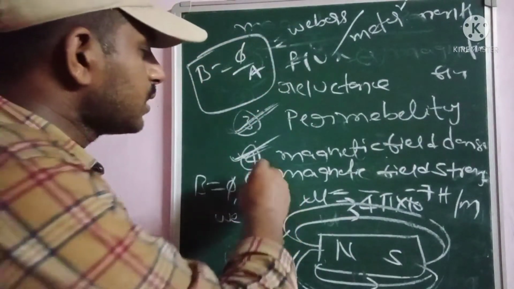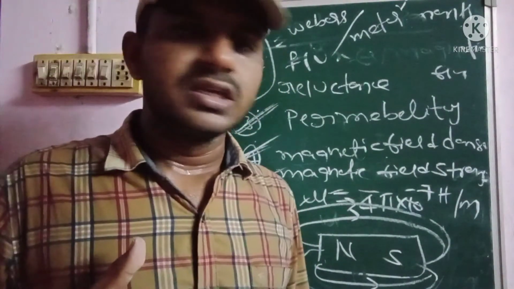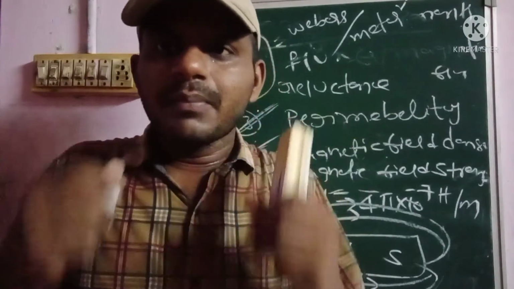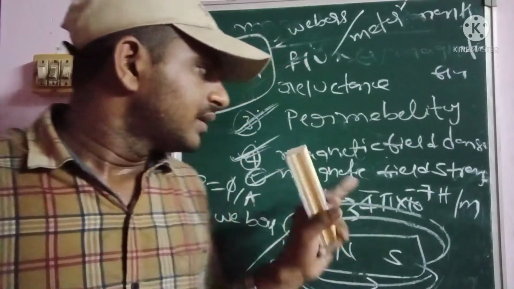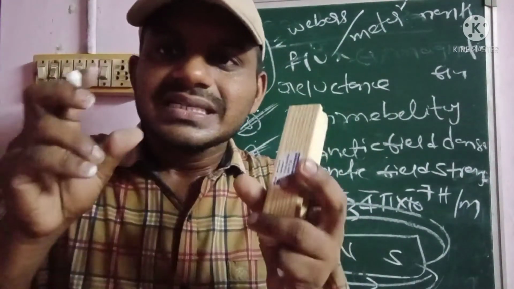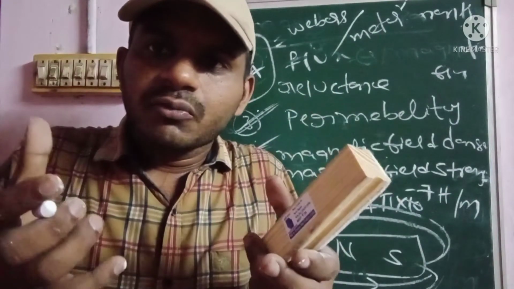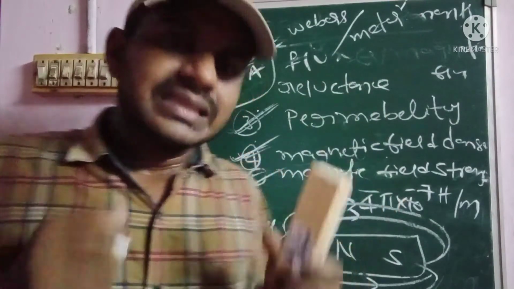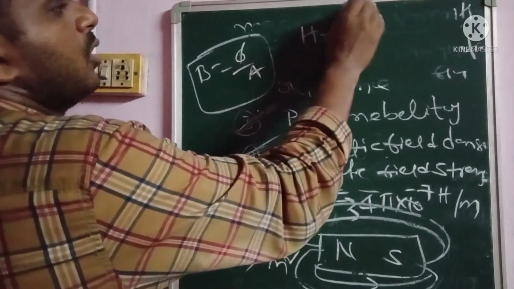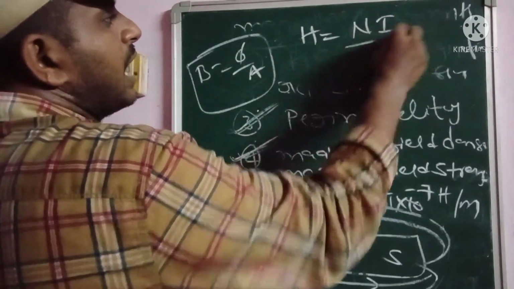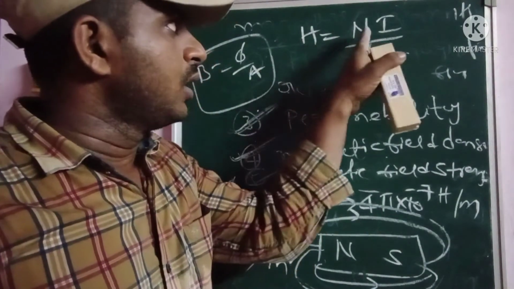Coming to the magnetic field strength, the total strength of the magnetic field is called magnetic field intensity or magnetic field strength. That is given as H. Here H is equal to N into I by L, a very important formula.